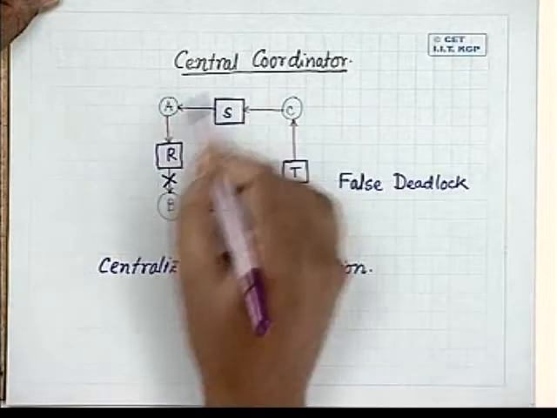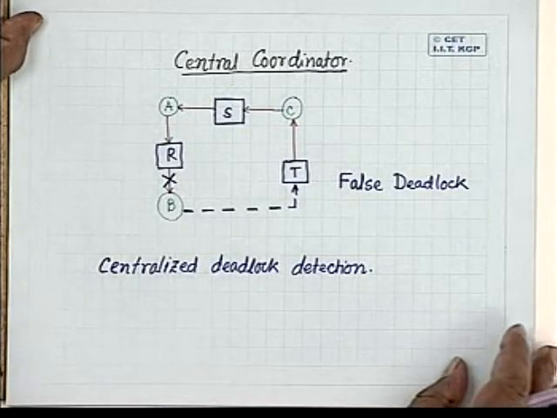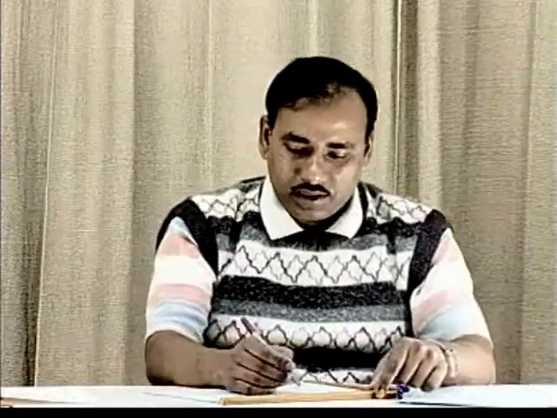Okay, because the deadlock is being detected by the central coordinator. We can have the second approach for detection of deadlock, which is called distributed deadlock detection.